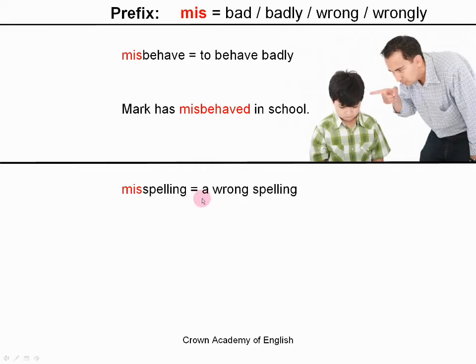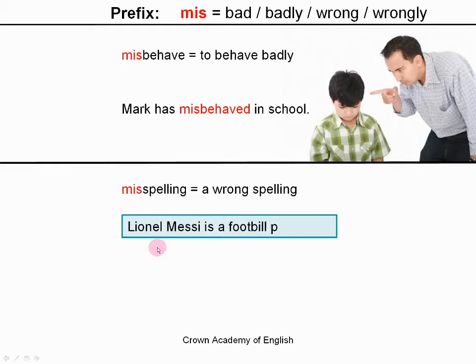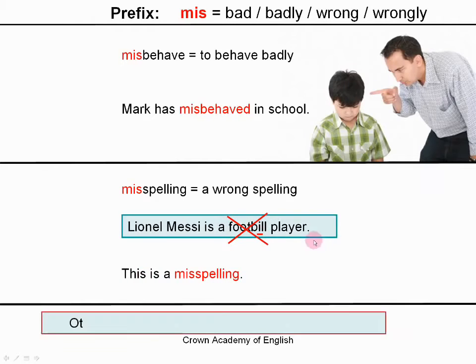Misspelling means a wrong spelling. Lionel Messi is a football player. So this is a wrong spelling. This is a misspelling. Other examples: misprint, mispronounce, mistake. So all means bad or badly, wrong or wrongly.